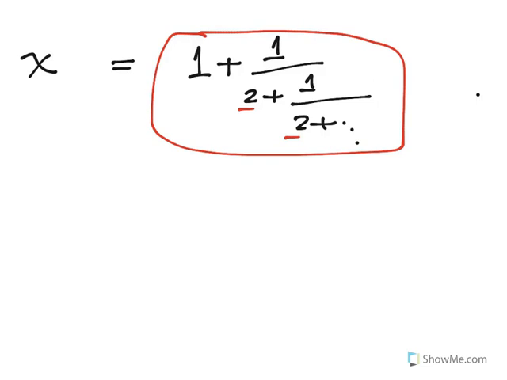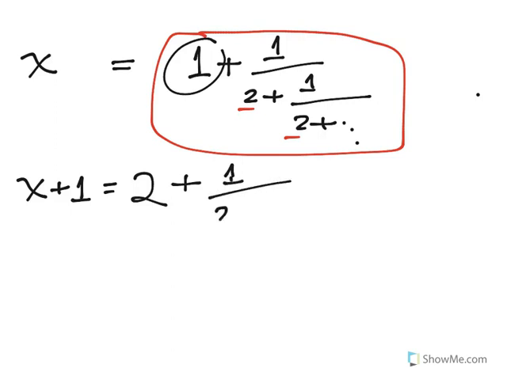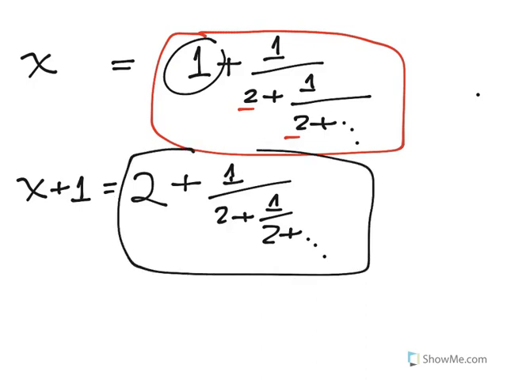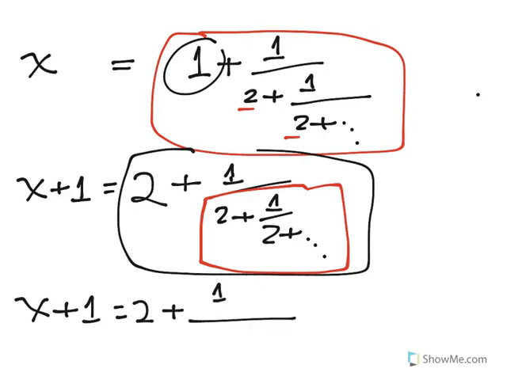So the trick to this question is to add 1 to both sides, and then this 1 here turns into a 2. And that's good because this entire expression, 2 plus 1 over 2 plus 1 over, is a smaller version of it, right over there. So I say x plus 1 equals 2 plus 1 over, and this red rectangle is not x, but it is x plus 1.